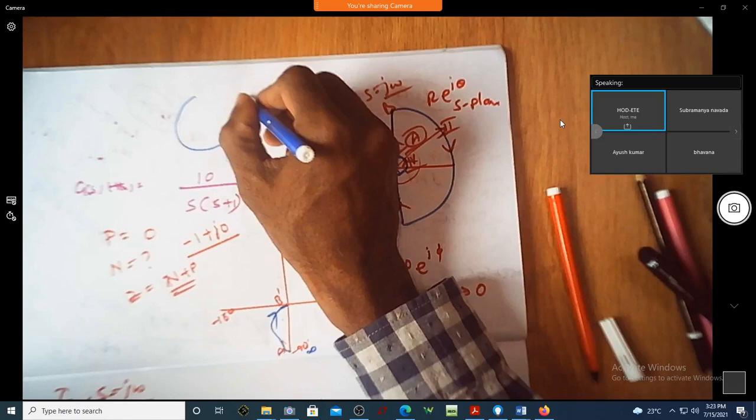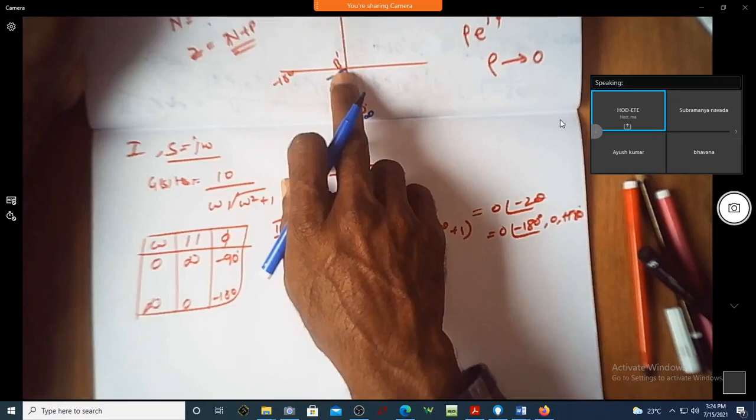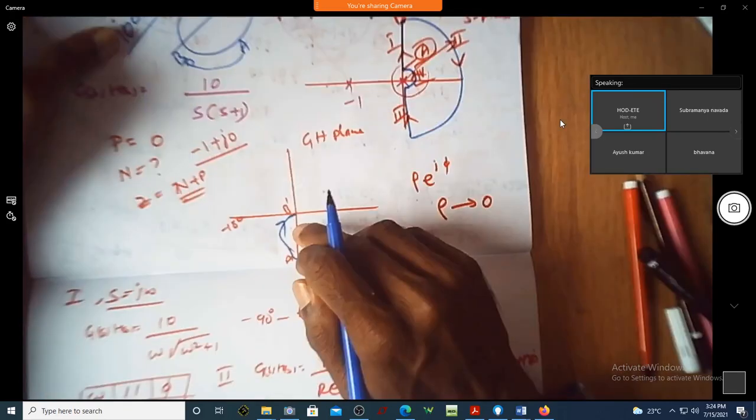See here, the first one started here at an angle of minus 90 degree. It went up to minus 180 with magnitude 0. Then the second person in the S plane is starting from here. The second person equivalent to that in the GH plane has to start from here. Is that true?